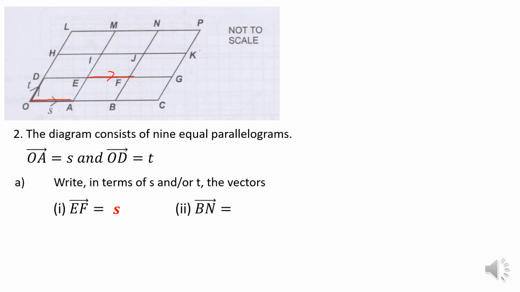Then B to N, that is B all the way upwards to N. That is like the T here, because it's the same sort of direction as O to D, with another T here and another T here, giving you 3 T's. Now what they're asking is O all the way up to E. So O up to E is going to be S plus, because this is also T if you go in this direction, simply S plus T. So you can be asked to write them in terms of, when you're doing a little bit of algebra.